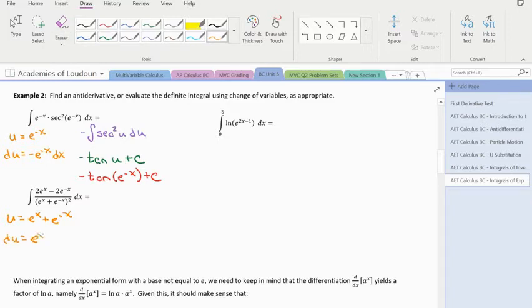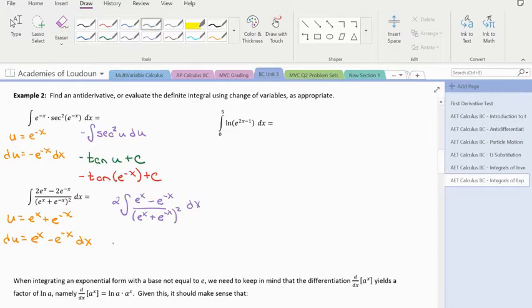du is e to the x minus e to the negative x, which looks a lot like what I have in my numerator. So if I take this function and I factor out a 2, I have e to the x minus e to the negative x over e to the x plus e to the negative x, quantity squared dx, which is indeed what I have.